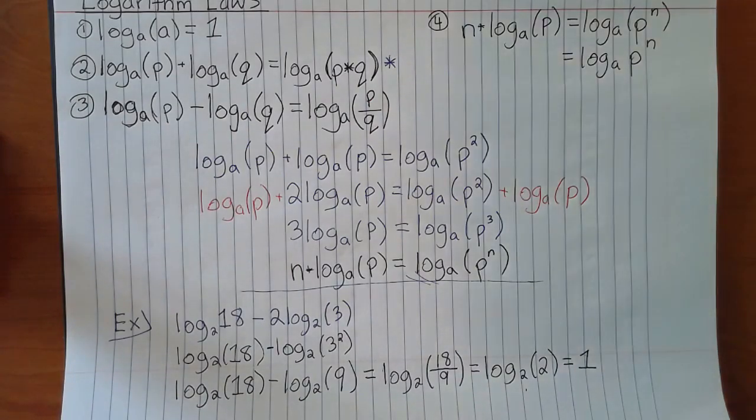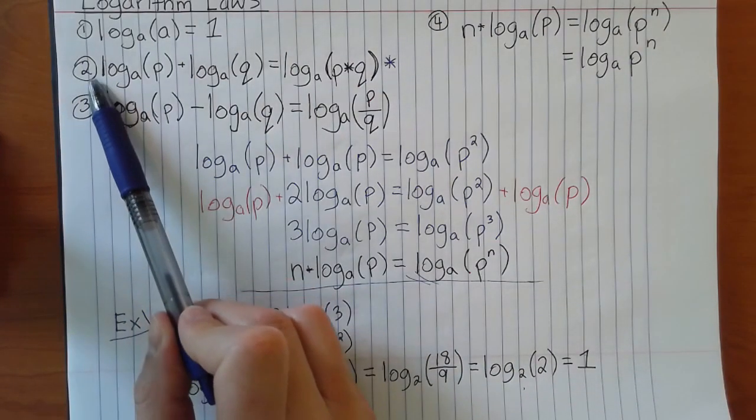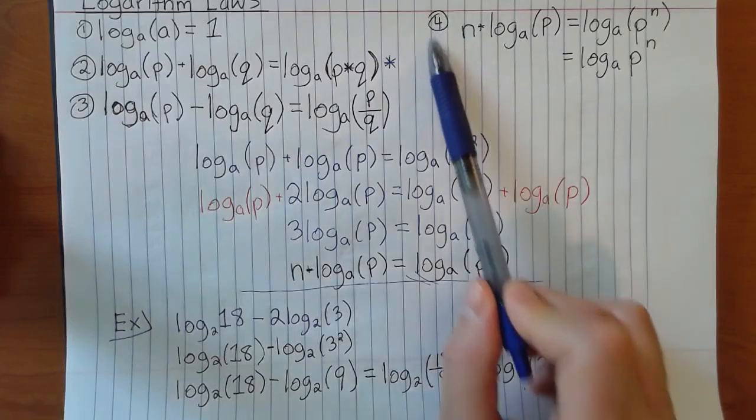And that finishes off the main laws of logarithms. We have all 4 laws up at the top here: Law 1, 2, 3, and 4.